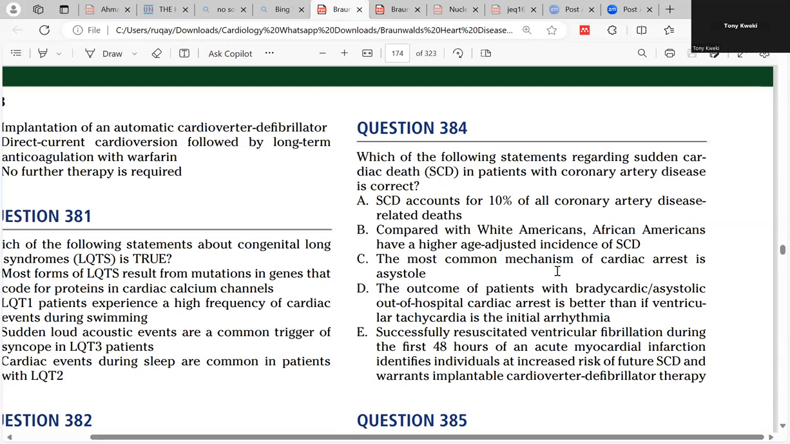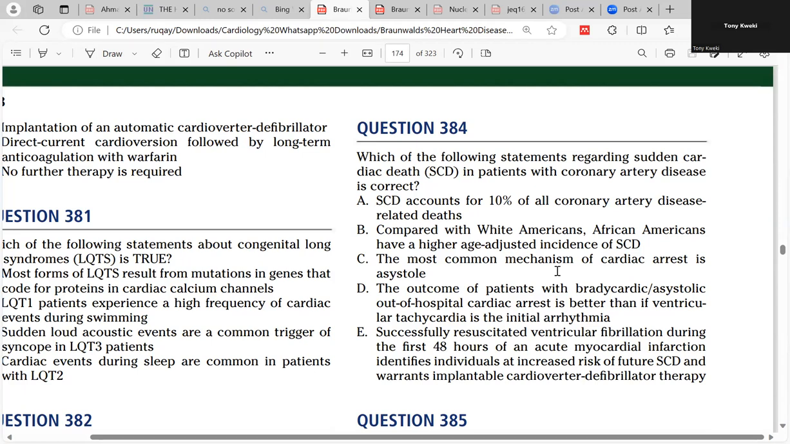B, compared with white Americans, African Americans have a higher age-adjusted incidence of sudden cardiac death. This is true. African Americans throughout all age ranges have a higher incidence of sudden cardiac death compared to whites. I didn't try to dive into finding the explanations, but might include access to care and things like that.